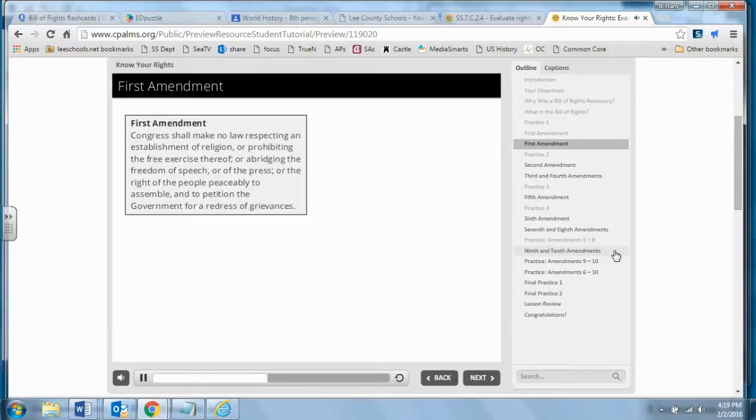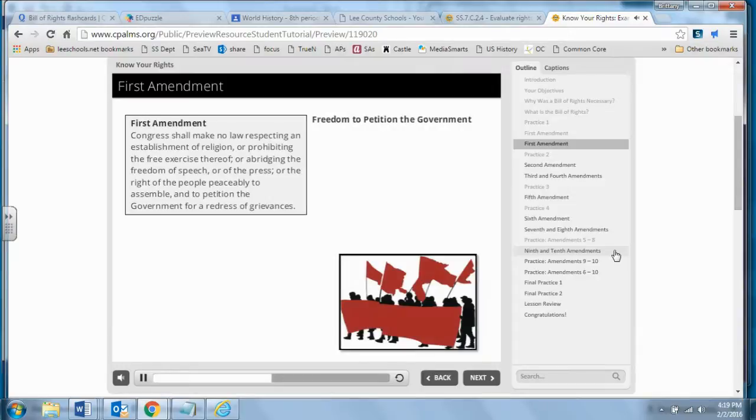Closely related to the freedom of assembly is the freedom to petition the government. This is a fancy way of saying that Americans have the right to tell their government when they think it's wrong, and when it needs to change. This freedom can take the form of writing a letter to your congressperson, but it also includes activities like marching, picketing, and protesting in public.